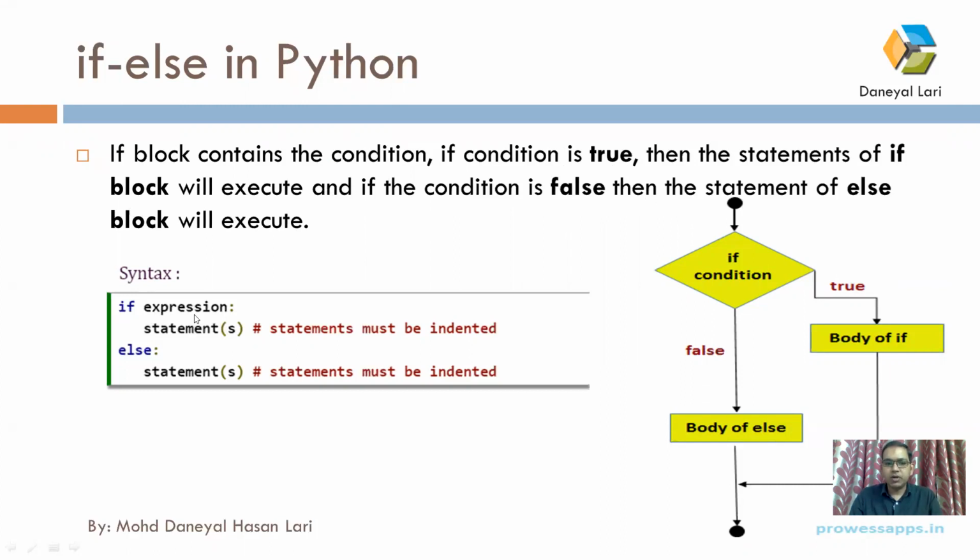And if the condition is false, then the statements of the if block will not execute; the statements under the control of the else block will execute. So look at this control flow. When your program executes, first of all it will check the condition. If the condition is true, then the body of if will execute. And if the condition is false, then the body of else will execute, and your program will execute the rest of the statements.